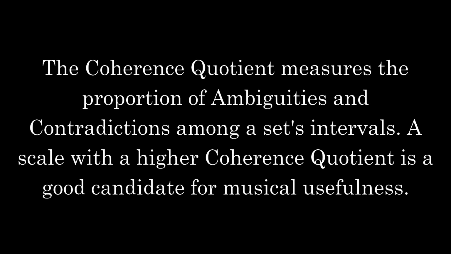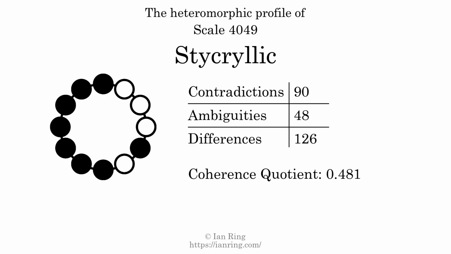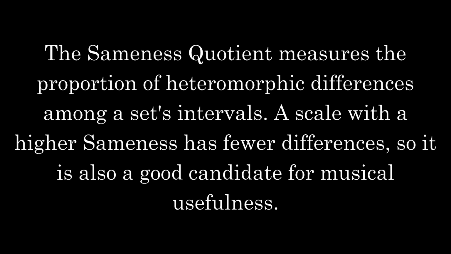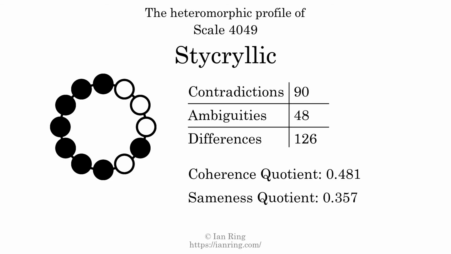The coherence quotient measures the proportion of ambiguities and contradictions among a set's intervals. A scale with a higher coherence quotient is a good candidate for musical usefulness. The coherence quotient is 0.481. The sameness quotient measures the proportion of heteromorphic differences among a set's intervals. A scale with a higher sameness has fewer differences, so it is also a good candidate for musical usefulness. The sameness quotient is 0.357.